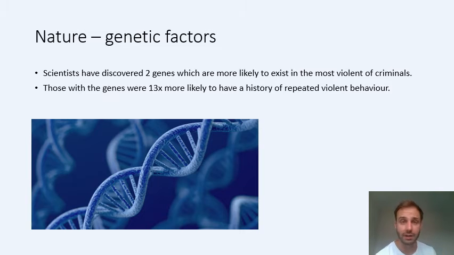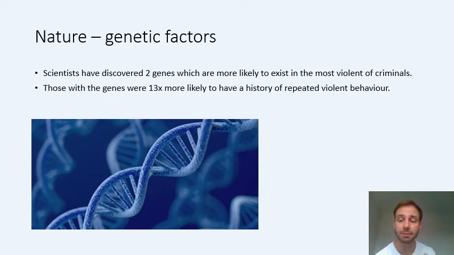before they got arrested. They were arrested for violent behaviour, but these guys had a history throughout their lives of violent behaviour, and they were 13 times more likely to have that history than those who didn't have this gene and weren't in this category.